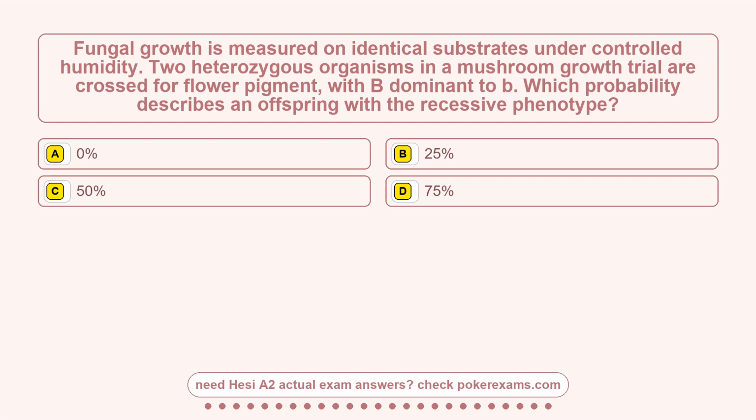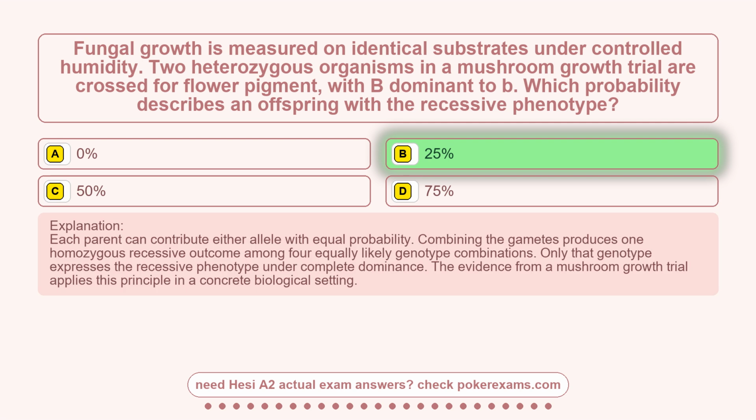Question 1. Fungal growth is measured on identical substrates under controlled humidity. Two heterozygous organisms in a mushroom growth trial are crossed for flower pigment, with B dominant to b. Which probability describes an offspring with the recessive phenotype? Option A 0%, Option B 25%, Option C 50%, Option D 75%. The correct answer is Option B, 25%.